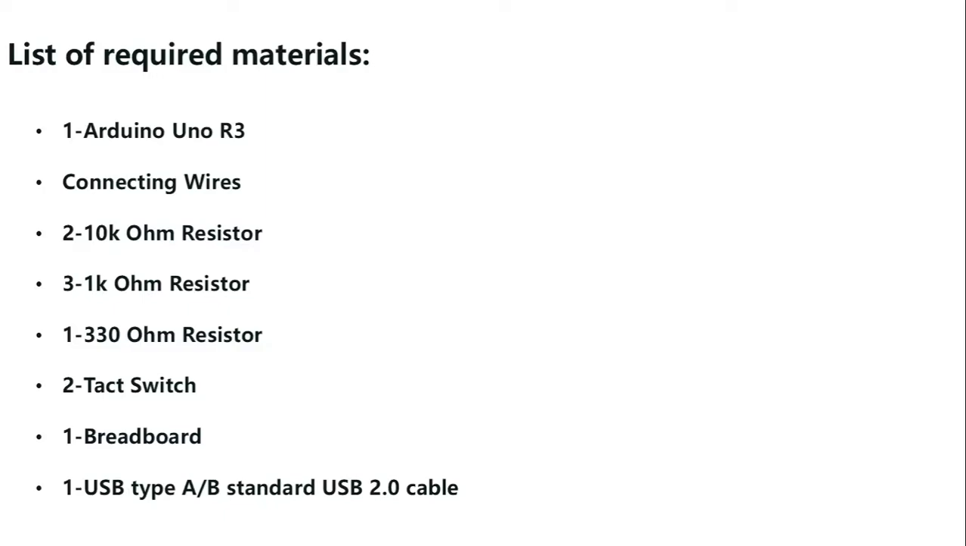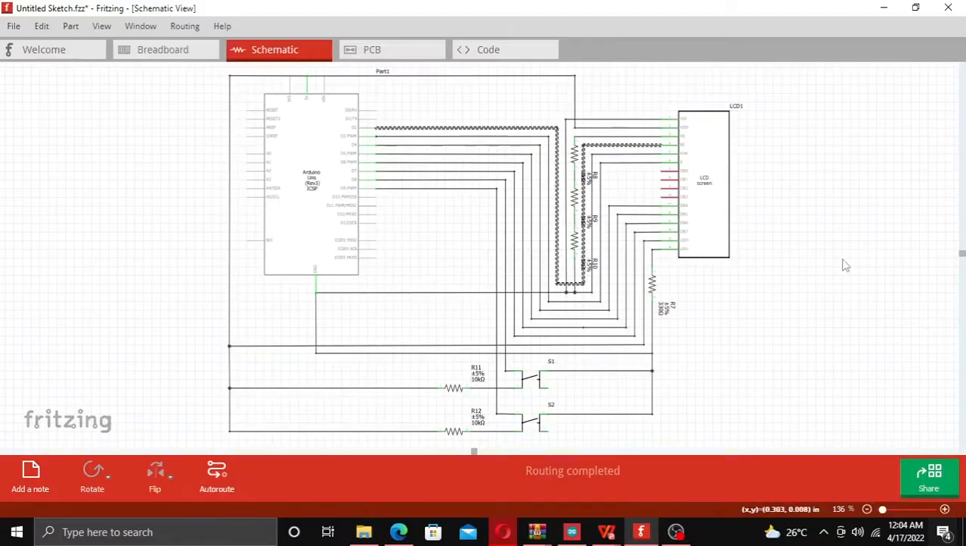So let's proceed to the schematic diagram. This is the schematic diagram that I made, and it will act as a basis or reference in demonstrating the actual functionality of the LCD using a microcontroller. It is composed of one Arduino Uno R3 and one LCD, or liquid crystal display screen. The VSS pin of the LCD is connected to the ground. The VDD pin of the LCD is connected to the 5-volt pin of the Arduino.